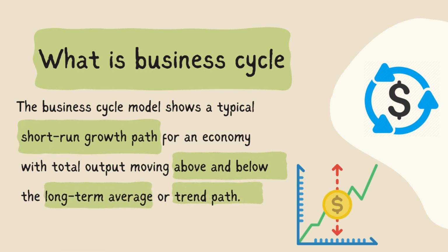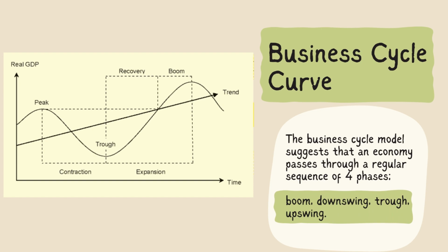The business cycle model shows a typical short-run growth path for an economy with the total output moving above and below the long-term average or trend path. Now, those words highlighted in green are what you will need to memorize for exam. Next, we will be looking at the business cycle curve.